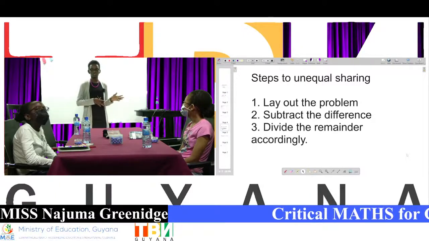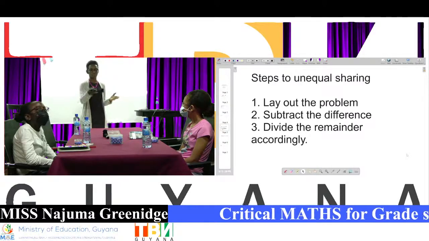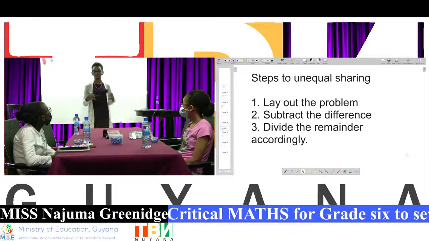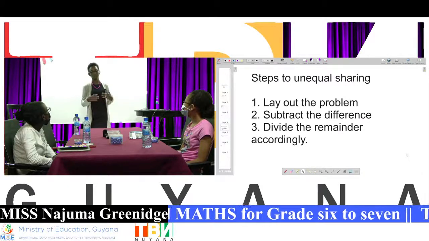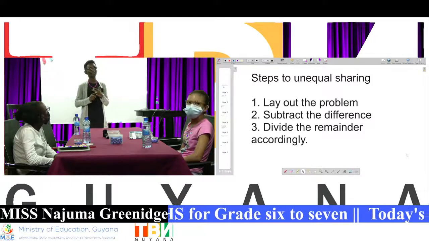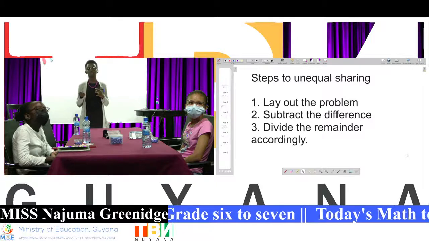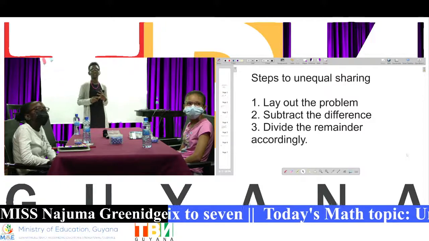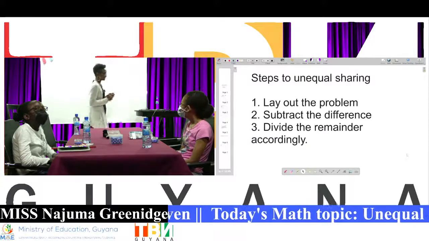So when you take away the extra, you divide the remainder accordingly, depending on how many persons the items are being shared among. If the item is being shared among 3 persons, you divide by 3. If it is being shared among 2 persons, obviously you divide by 2. So that's the steps to unequal sharing. First, lay out the problem. Second, subtract the difference, or what we've learned as the extra. You take away the extra, and then you divide the remainder accordingly. Does that make sense? Yeah. Great.